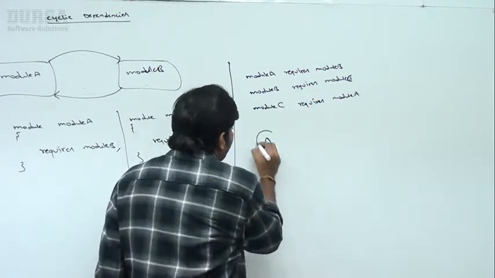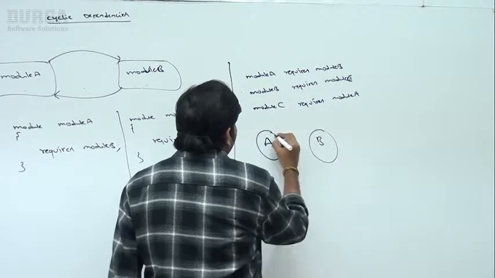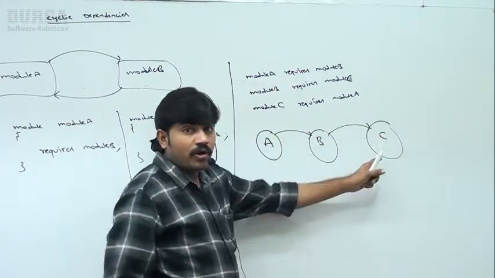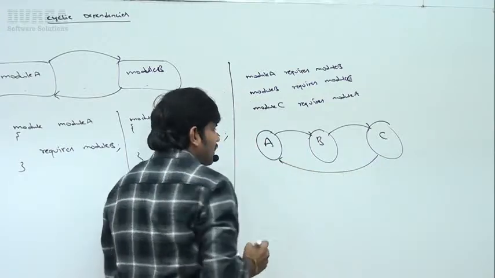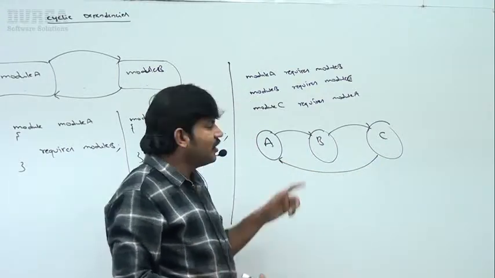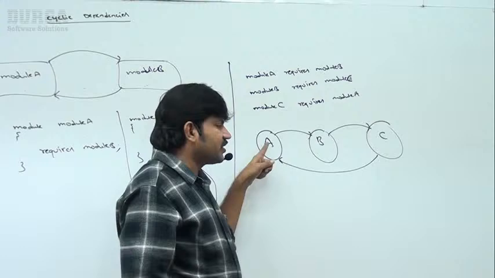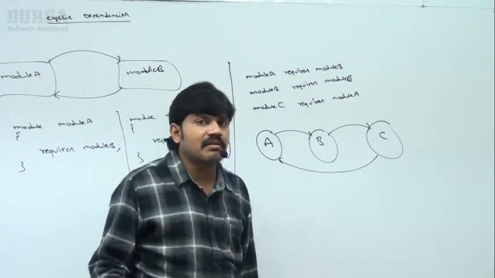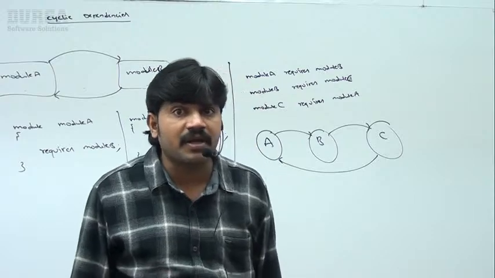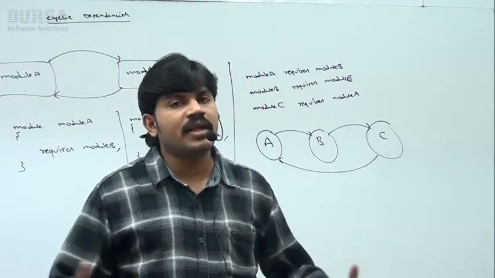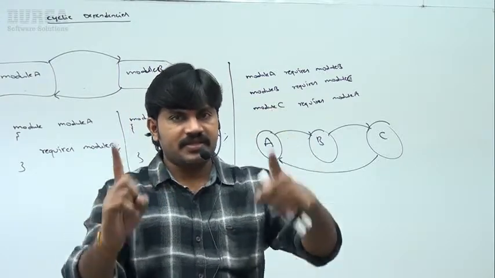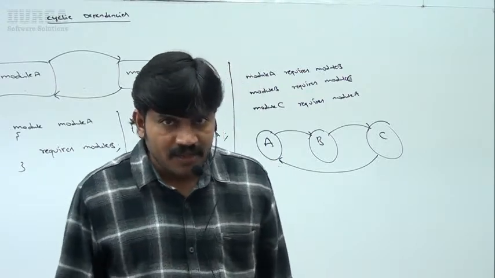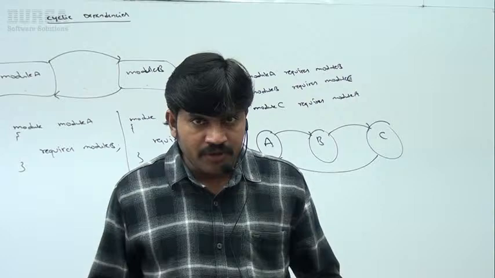Module A requires module B. Module B requires module C. Module C requires module A. If you take it like this, the compiler will identify that, and immediately you will get a compile-time error. Remember, between two modules or more than two modules, cyclic dependency between the modules is not allowed. Are you able to understand?